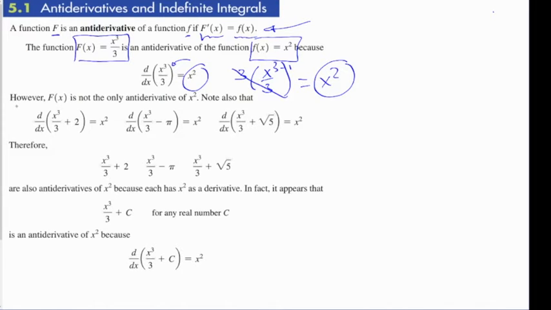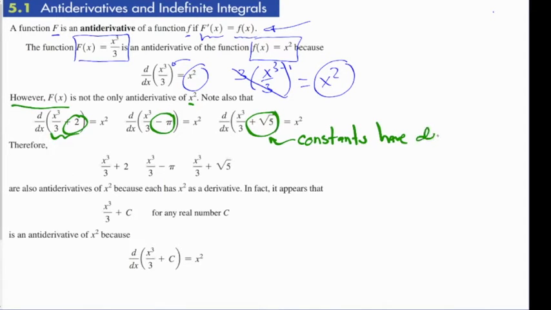The book goes further and says, however, that F of x is not the only antiderivative of x squared, and we have some examples to look at. Notice that the only difference is they are adding or subtracting some constant. And since a constant has a derivative of 0, that means we can add any constant to x cubed over 3, and its derivative will make it disappear. And we can say that all of these then are antiderivatives of x squared.